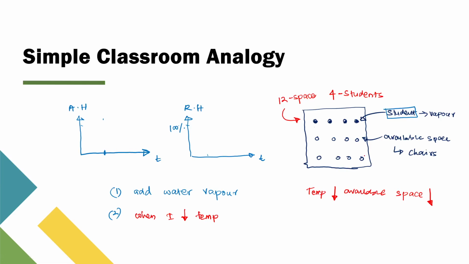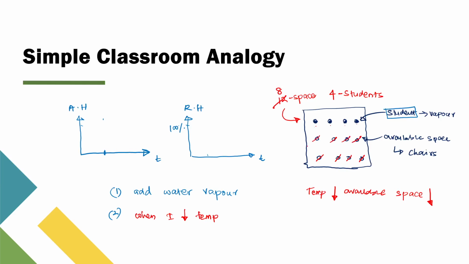Say I am gradually reducing the temperature. Now I have 12 spaces. When I reduce the temperature, it becomes 8 spaces. Now we only have 8 spaces. But what happened to the number of students? It didn't change, because we only have 4 students, but we have 8 seats left. So AH didn't change.